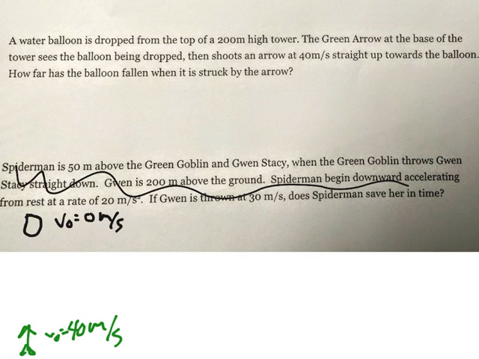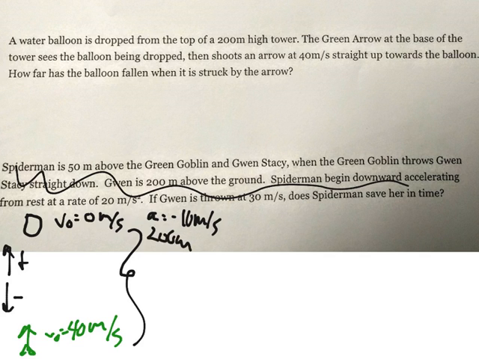We know that since both of them are in the air at this point, both of their accelerations are going to be negative 10 meters per second squared, with the idea that down is negative, up is positive. The balloon is at a 200-meter tall tower. The arrow originates from the ground. I haven't told you how tall the green arrow is, so don't worry about it. Let's just call that 0.